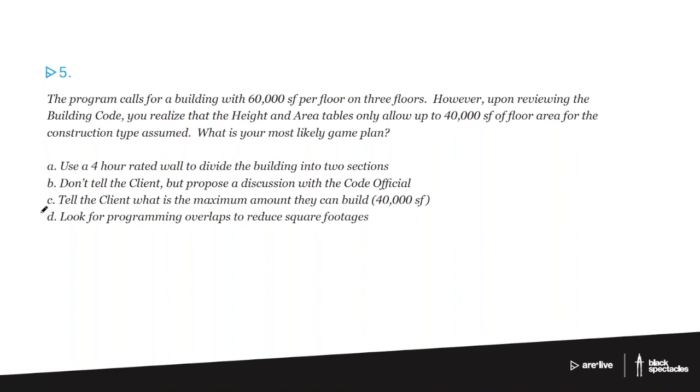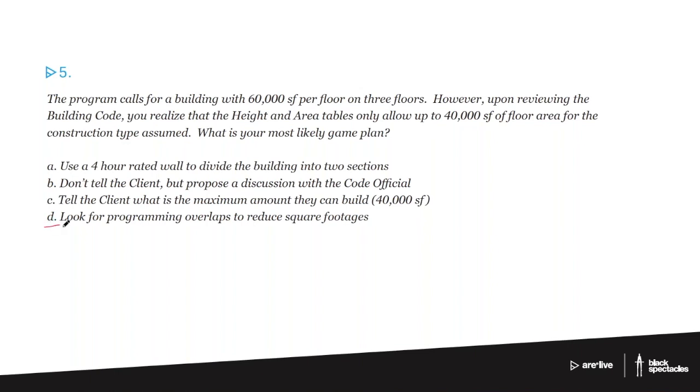game plan? So A, we have the possibility of using a 4-hour rated wall to divide the building into 2 sections. B, don't tell the client, but propose a discussion with the code official. C, tell the client what is the maximum amount they can build, 40,000 square feet. Or D, look for programming overlaps to reduce square footages. So to answer this, I'm going to go backwards through this.